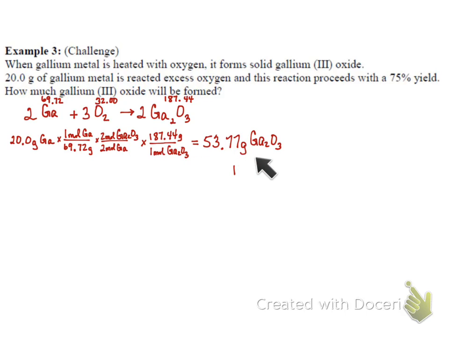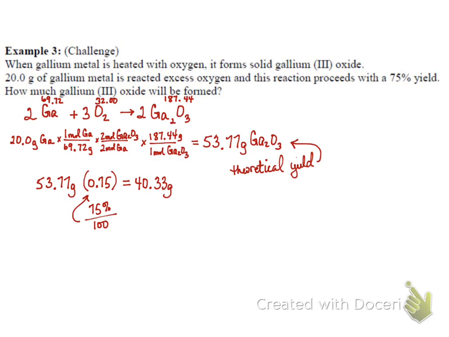53.77 grams is the theoretical yield of gallium oxide. That's how much we should be getting. And that number is going to go on the bottom. And this time we know the percent yield, and we're going to calculate the actual yield. So 75% is the percent yield, therefore it's 0.75 of the theoretical yield, 53.77, so we actually get 75% of that, which is 40.33.